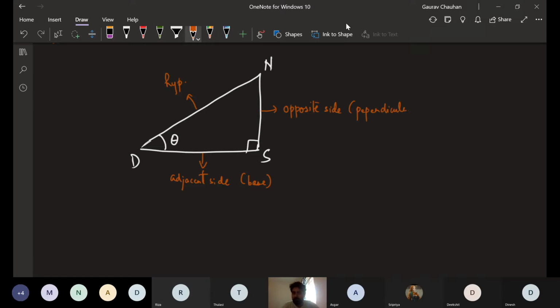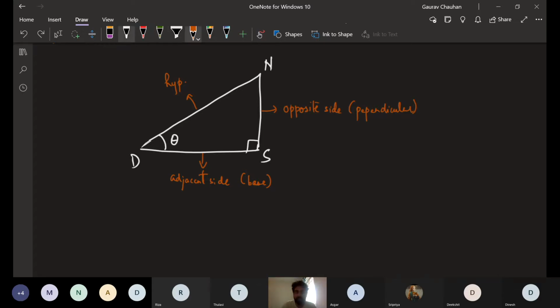I learned it using these names: perpendicular, base, hypotenuse. Your textbook uses these names: opposite, adjacent, hypotenuse. It does not matter, we will know both. So this is for the angle theta.